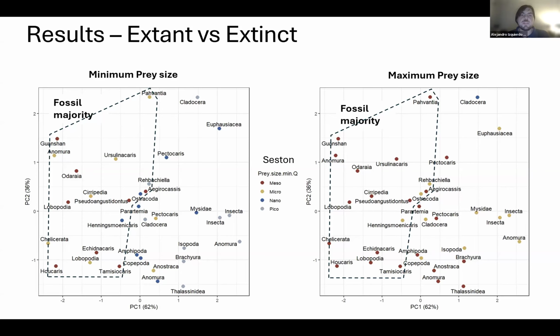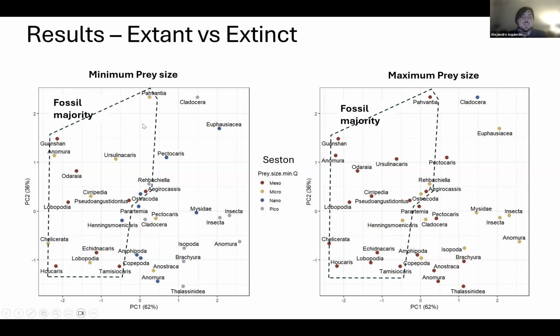One of the key results is that there is a big difference between what arthropods can capture at the minimum prey size and at the maximum prey size. If you look at the different types of prey that they can capture and you look at the minimum, you have a very big variation. So arthropods can capture from the picometer to the mesozooplankton. So this is beyond like 200 millimeters. And basically, the maximum prey size is the opposite. Most of them are highly restricted to mesoplankton or microplankton.